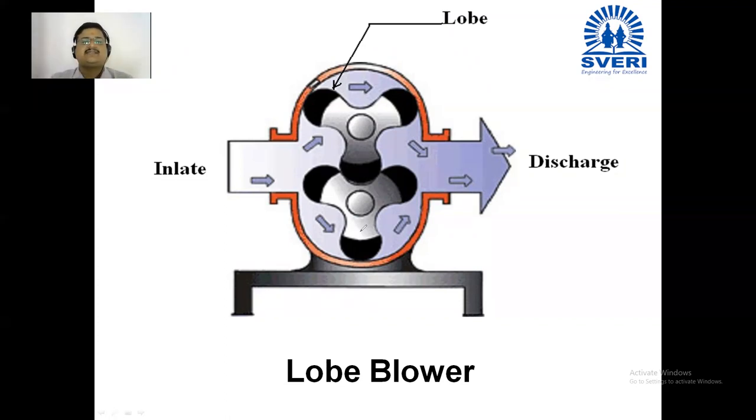The vanes were fitted using springs around the shaft and rotate inside, and that's why this is nothing but a type of the rotary compressor.